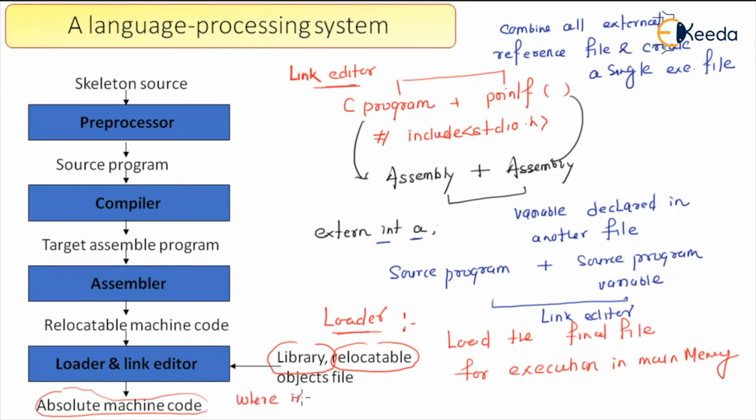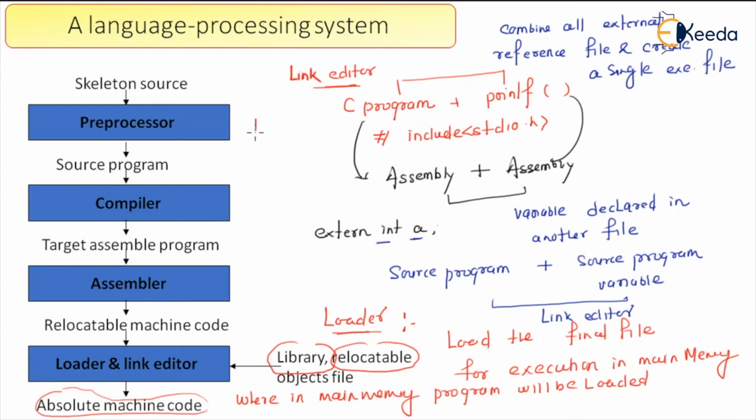Now what is absolute machine code? It is when we know where in main memory the program will be loaded. I know the exact memory location where the program will be loaded.